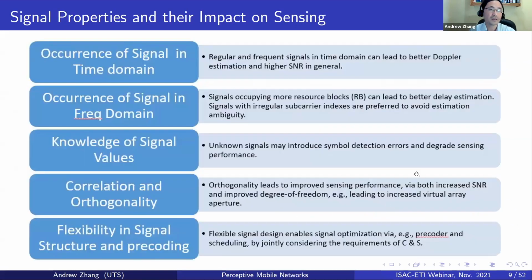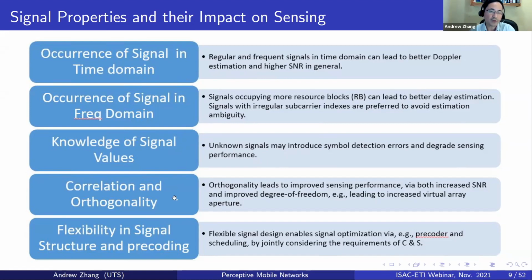Having had a look at the system structure, we now have a look at what kind of signals can be used for sensing. To summarize, basically all the communication signals can be used, but different properties of the signal can lead to different sensing performance. For example, if we have regular signals in the time domain, then we can expect good sensing performance, and a lot of sensing algorithms can be applied, in particular for the estimation of the Doppler frequency. If the signal is regular in the frequency domain, then we can expect a good delay estimation. And if the signal's value is known, then excellent. We can directly use the signal for sensing, or we can remove it, right?